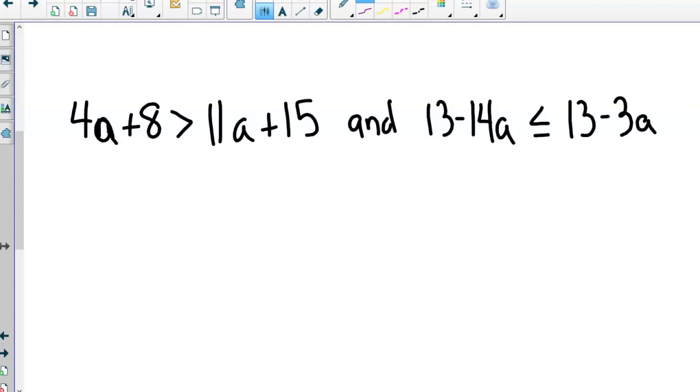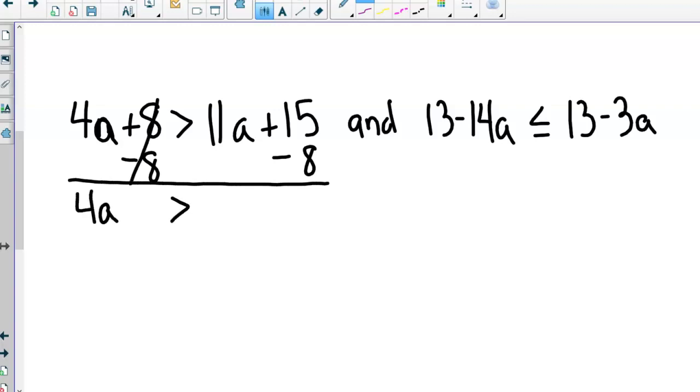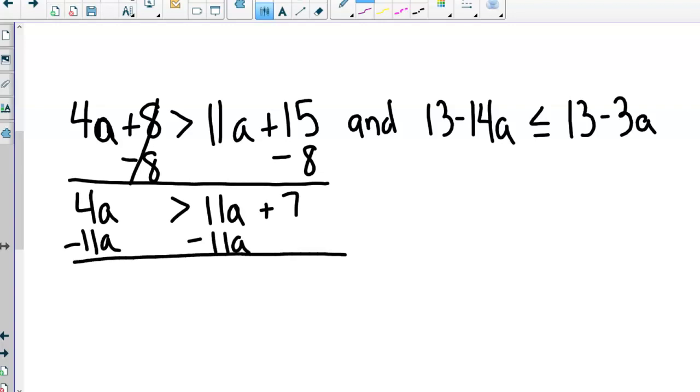Let's solve it. So we'll start off by solving this one and subtract 8 from both sides, which I'm thinking is what most of you are going to do. Again, if you don't, that's okay. So 4a is now going to be greater than 11a plus 7. Subtract 11a from both sides. So we get negative 7a is now going to be greater than 7. And then divide both sides by negative 7, remembering to flip your inequality. So we have a is going to be less than negative 1.